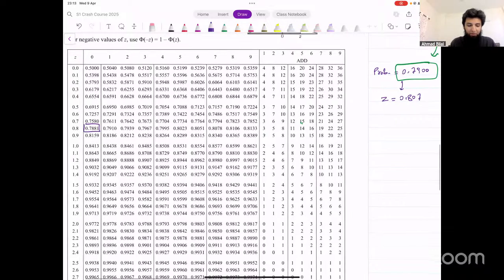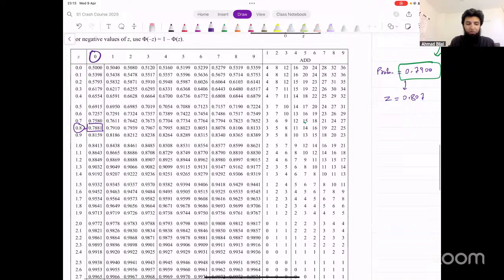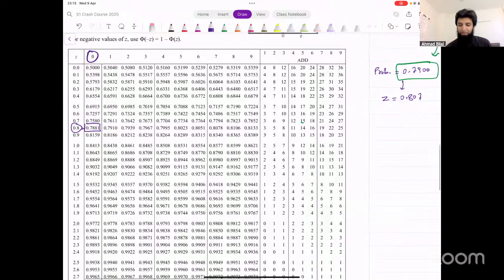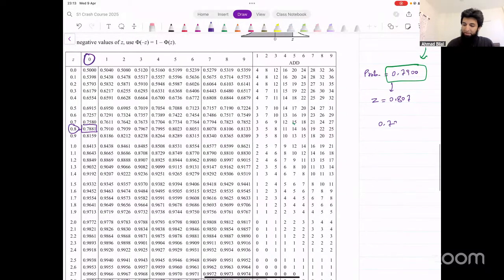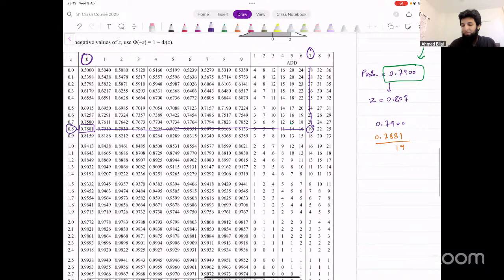We take 0.7881. What's the z value corresponding to that? 0.8 and 0. Right? That's the first two decimals. And then you wanted 0.7900. What the value that you're getting there is 0.7881. What's the difference between these two? 19. You need to add 19 more at the end so that the total becomes 0.7900. This is 19. What's the third decimal place that you get from this? That's 7. So it's 0.807. Is that okay? Okay, all right.